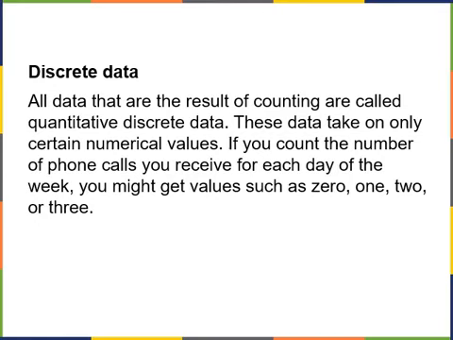Discrete data, that is all the data that are the result of counting, are called quantitative discrete data. So these data take on only certain numerical values. If you count the number of phone calls you receive for each day of the week, for example, you might get values such as 0, 1, 2, 3, or more. Again, every day is probably different in that regard.